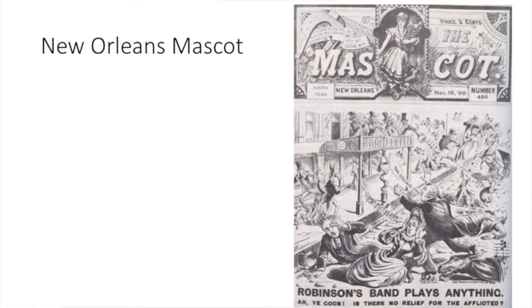This is an 1890 issue of the New Orleans Mascot, which depicts white citizens pleading for mercy as a black band hired to advertise a museum performs some kind of music. The Mascot was a weekly paper which began publication in 1882, and it was issued each Saturday at a price of 5 cents.